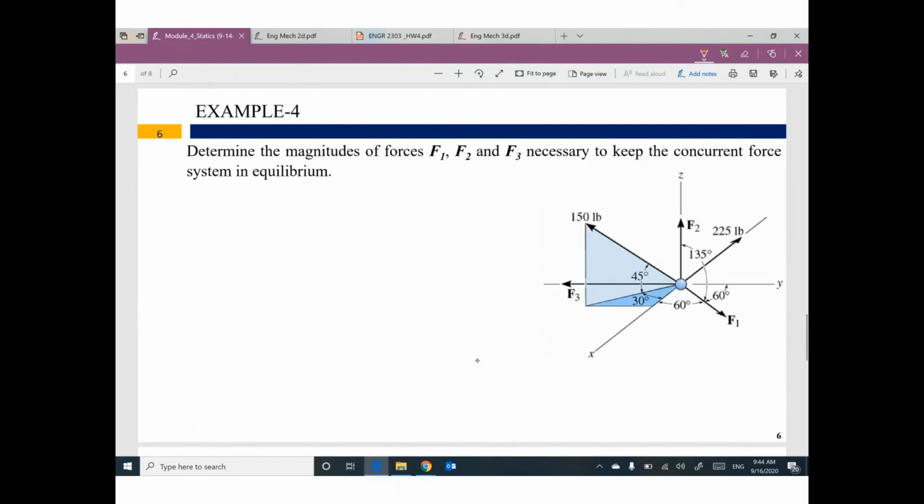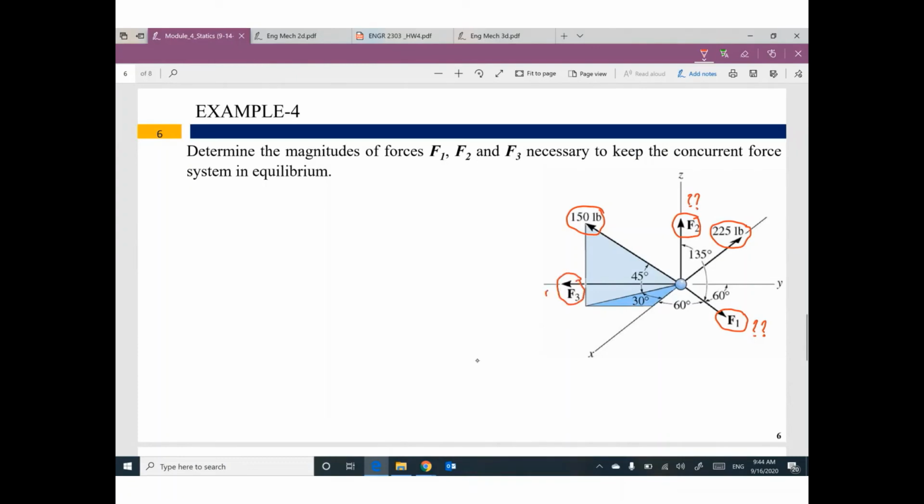225, this one. We have a force here, 150, this one. We have 3 more forces. The first one, called F1, is unknown in this problem. We have another force, F2, which is unknown. We have a third force, F3, which is unknown.